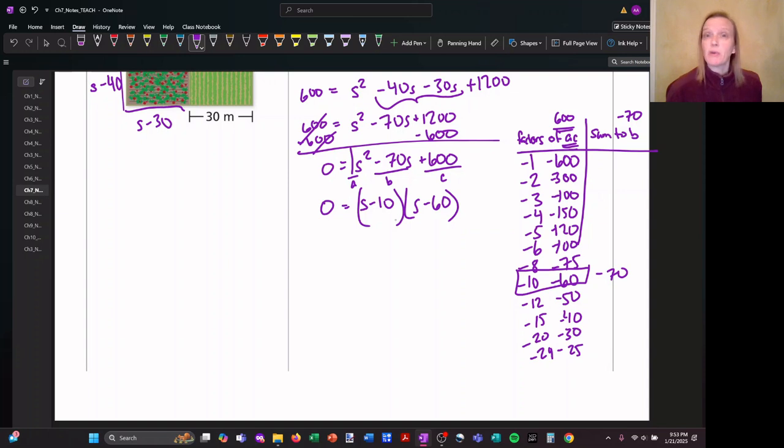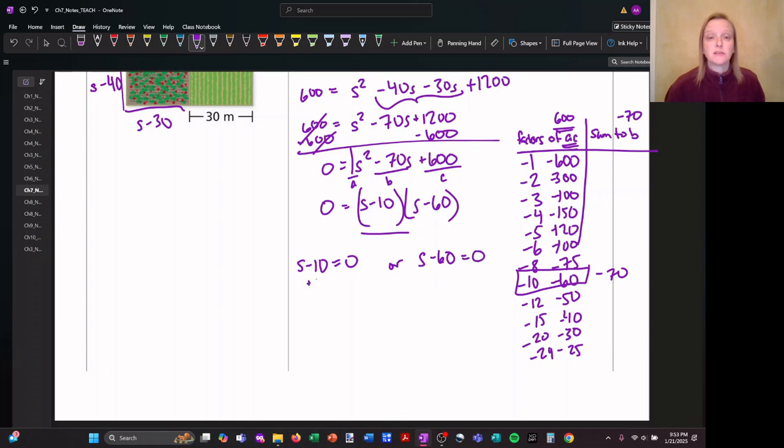But we haven't answered the question yet. This question did not ask us to just factor this polynomial. It asked us first to solve for S. And remember, as we've learned in previous units, that we solve for S by realizing that this is a multiplication problem that equals 0. So if the multiplication problem equals 0, one of the terms must equal 0. Either S minus 10 equals 0 or S minus 60 equals 0.